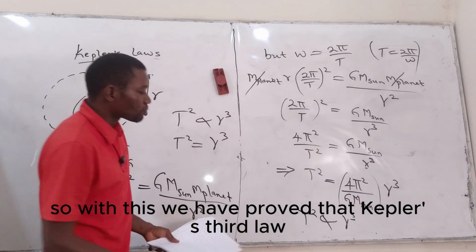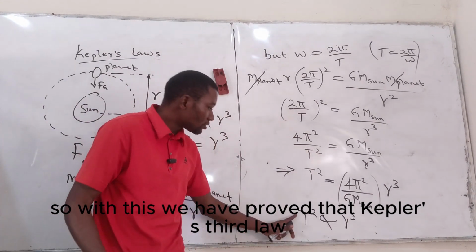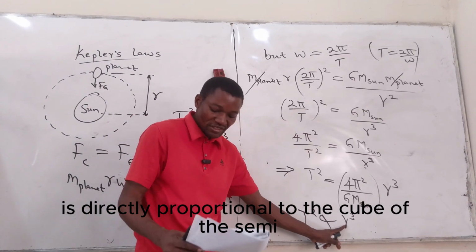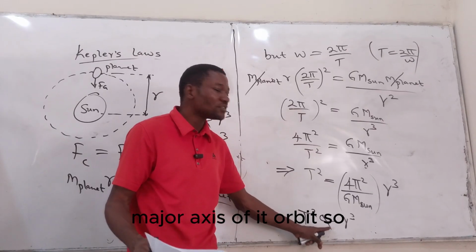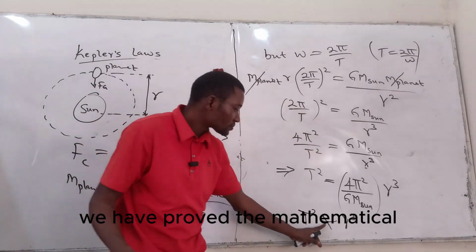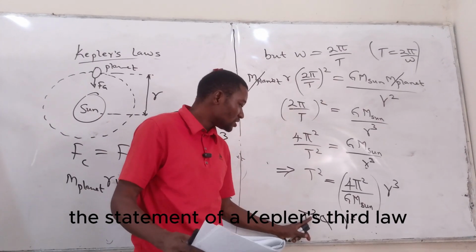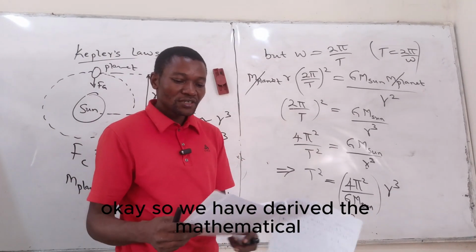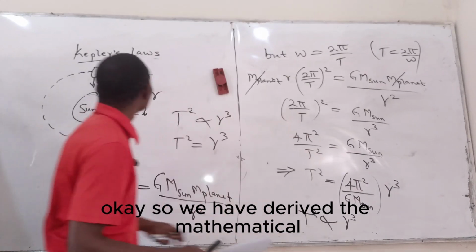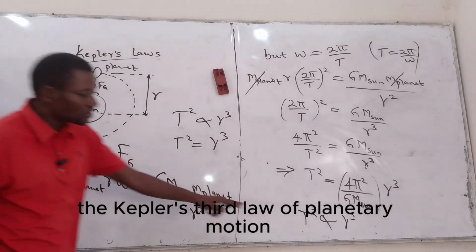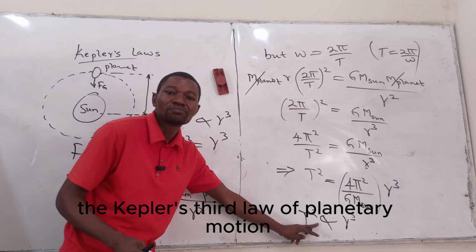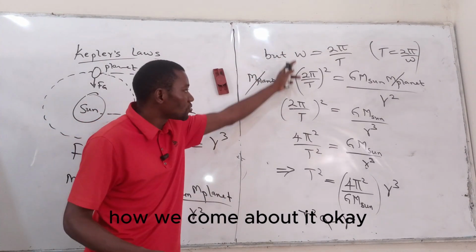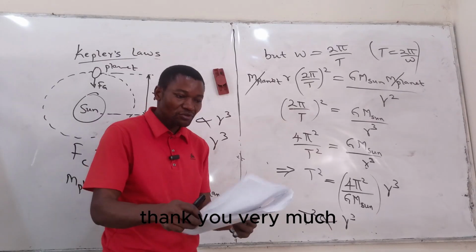So with this, we have proved Kepler's third law: the square of the period is directly proportional to the cube of the semi-major axis of each orbit. So we have proved the statement of Kepler's third law. Okay, so we have derived Kepler's third law of planetary motion, which is given by this. I hope you understand this derivation, how we come about it. Okay, thank you very much.